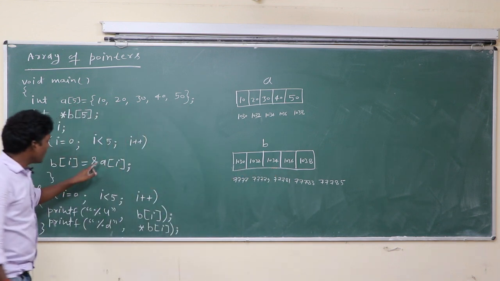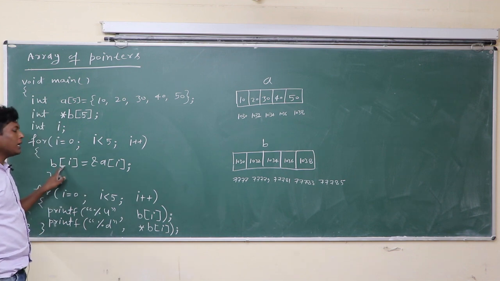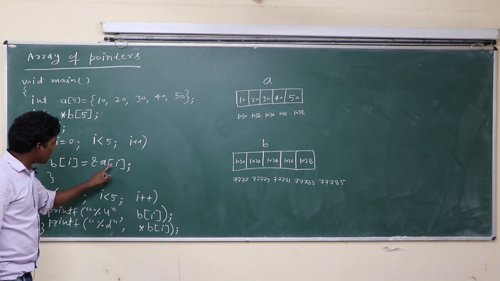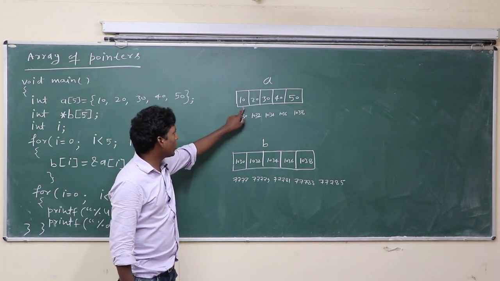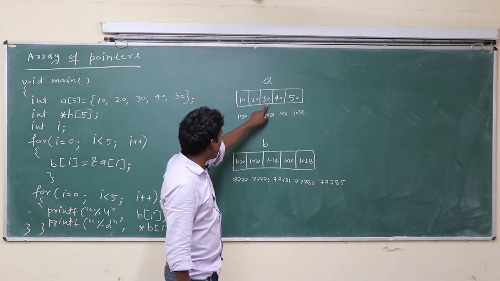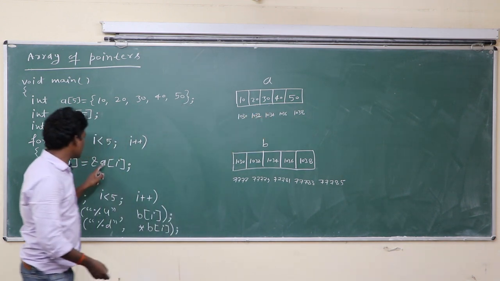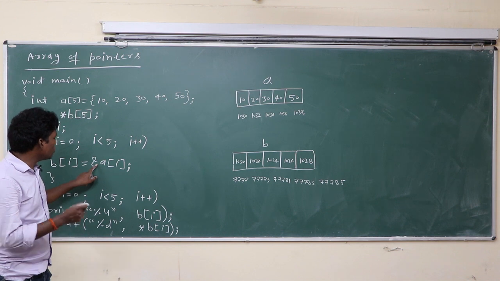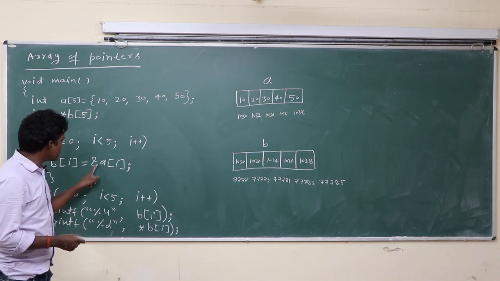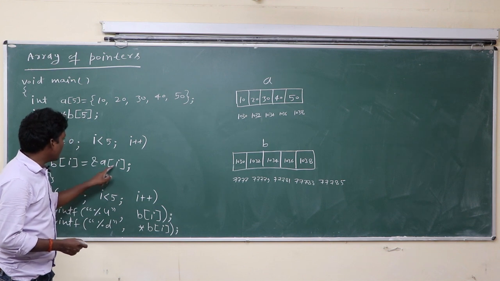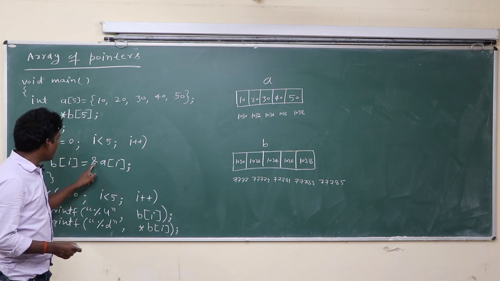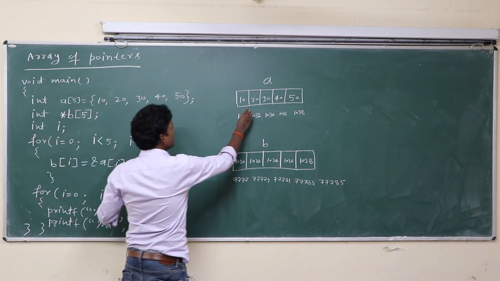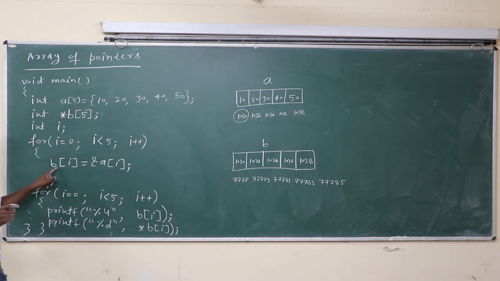Okay class, here &a of i is assigned to b of i. When i is 0, here it will be &a of 0. This is the address of this block, this is the address of this block, and this is the address of this block. So here class, &a of i, the ampersand gives the address of the element it is associated with. This ampersand is associated with a of i, and the first time i has value 0, so &a of 0 gives the first block address, that is this, and this address is assigned to b of 0.